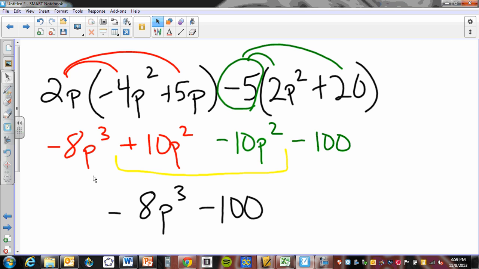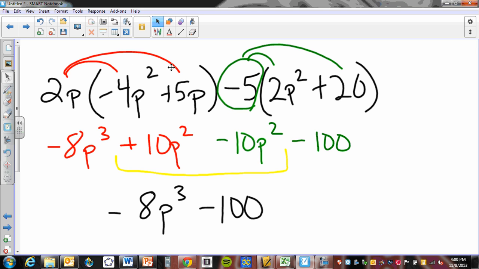On this one, we basically have two of these that we're going to have to simplify together. So over here we have 2p times the quantity negative 4p squared plus 5p, and then subtract 5 times 2p squared plus 20. Starting over here in red, 2p times negative 4p squared, 2 times negative 4, negative 8, and then p times p squared, 1 plus 2 gives us p cubed.